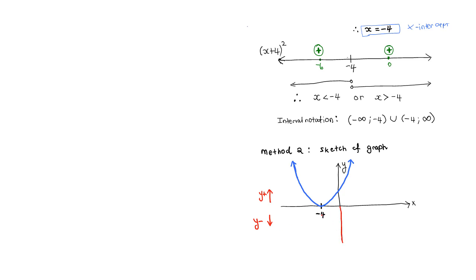So now you are looking for where the graph is above the x-axis. It's above the x-axis here and here. And you can see you get the same solution as above. So it's all of these x values, excluding this one, and then all of these x values. So that's how you use the number line, and that's how you use the sketch.